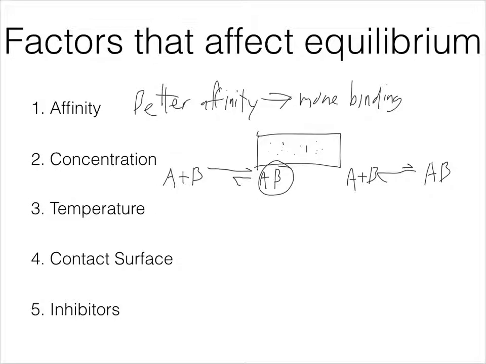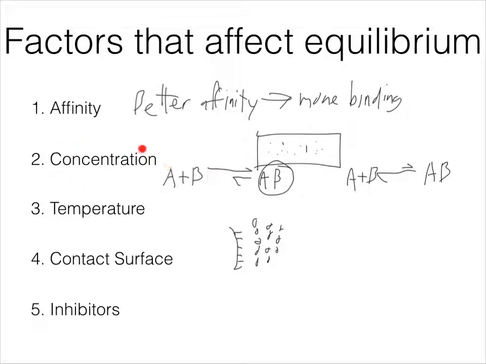Next, we have contact surface. Contact surface is actually pretty similar to concentration, but one important thing to keep in mind is that most receptors are membrane bound, and so that means that they're not actually wandering around. Your receptors are on a surface, and you've got your receptors here, and then your ligands are floating free. So the more receptors that you have on the surface, right, then the more likely they are to bind, and that would favor the bound state.